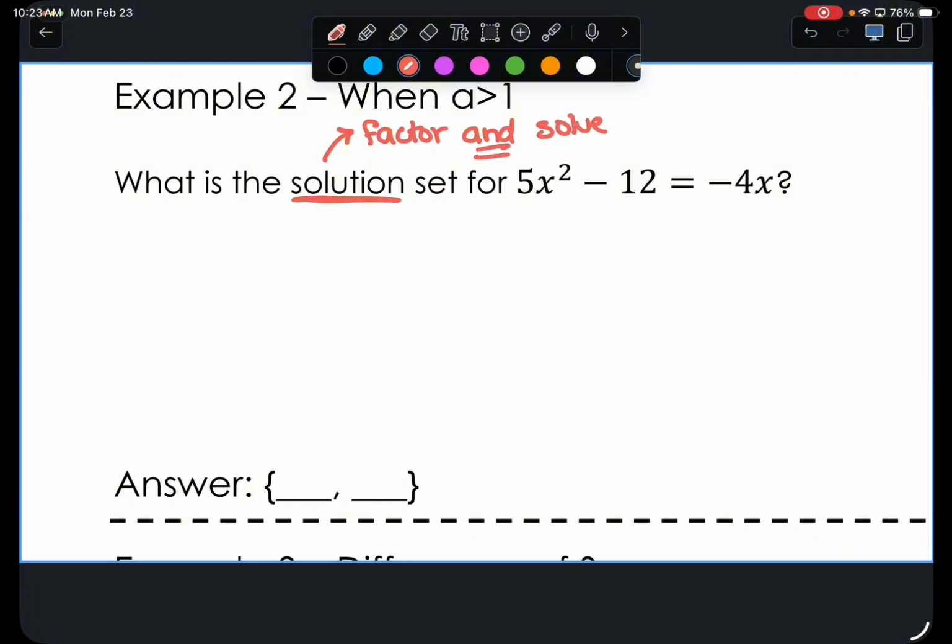Asking you for the solutions, you're factoring and solving. You're not just factoring, you're factoring and solving. Solution, solve. SOL, solve, right?